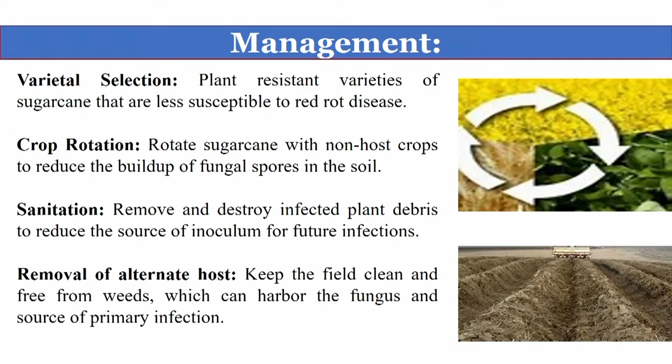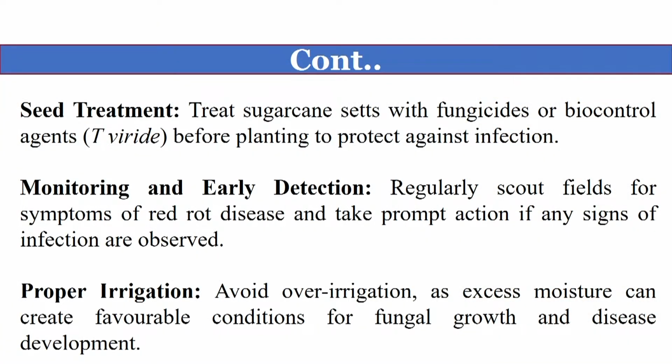Next is sanitation. You can remove and destroy the infected plant debris to reduce the sources of inoculum for future infection. Removal of the alternate host is also important, to keep the field clean and free from weeds, which can harbor the fungus and be the source of primary infection. Next, you can treat the seed sets with a fungicide or biocontrol agents like Trichoderma viride before planting, which protects against the infection.